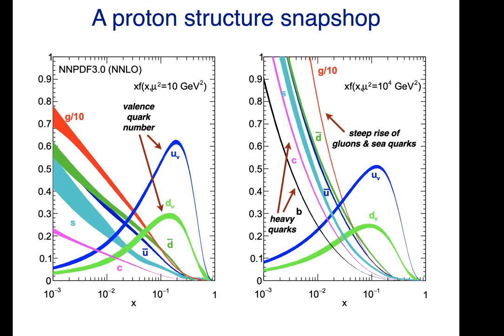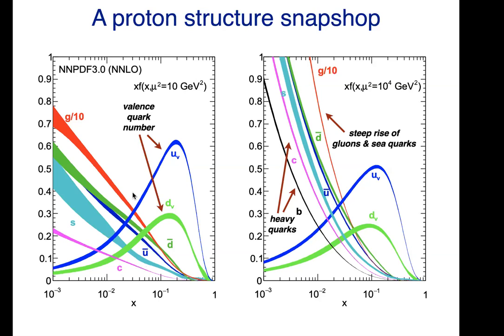So this is a snapshot of the proton structure, how the PDFs look. Left is 10 GeV squared, and right is 10 to the 4 GeV squared. So this would be the scale at which the Higgs boson would be produced. If we first look at lower scales, we see that at large x, the proton is dominated by the valence quarks. This is up valence, which is up minus up bar. And why is up valence about twice as large as down valence? Well, because the proton contains two up quarks, while only one down valence quark. And then you have the sea contributions. So you have up bar, down bar, strange, charm, and also the gluon divided by 10.